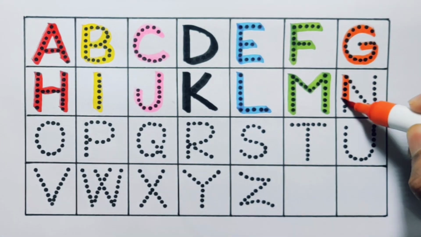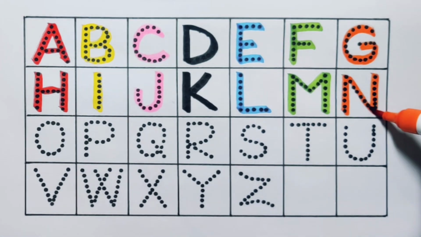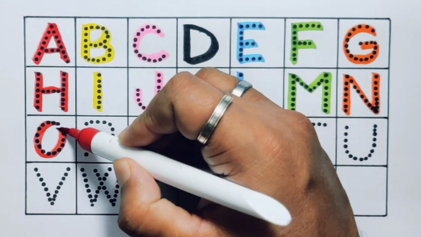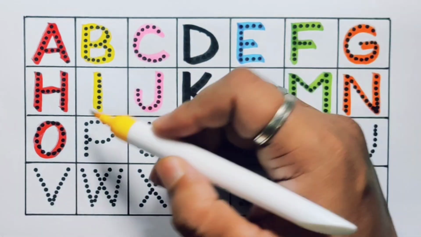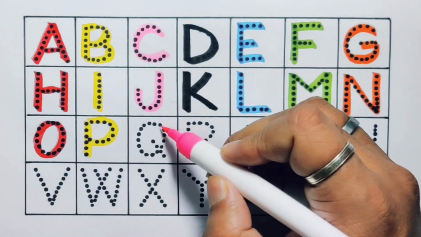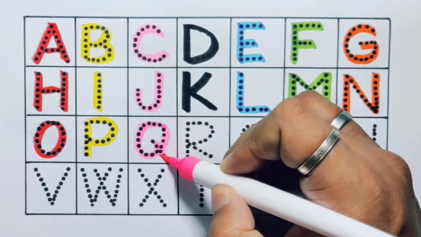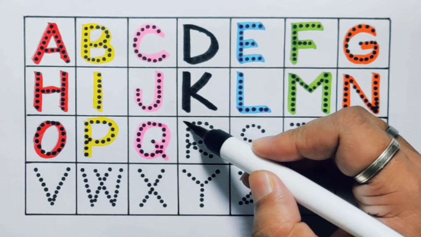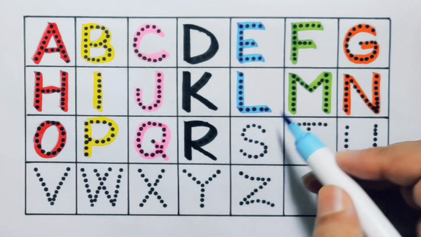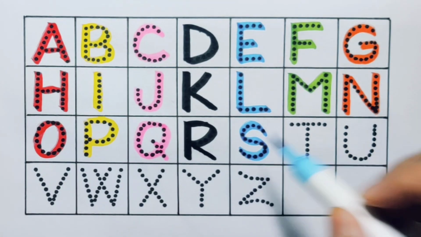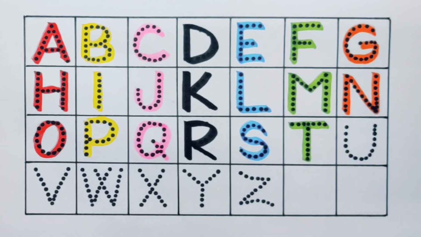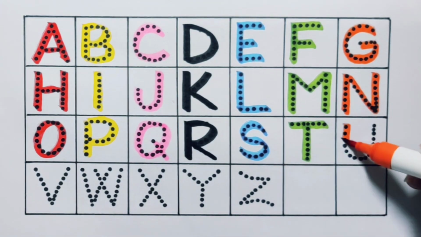N for nuts. O for octopus. P for peacock. Q for queen. R for rose. S for sun. T for time. U for umbrella.